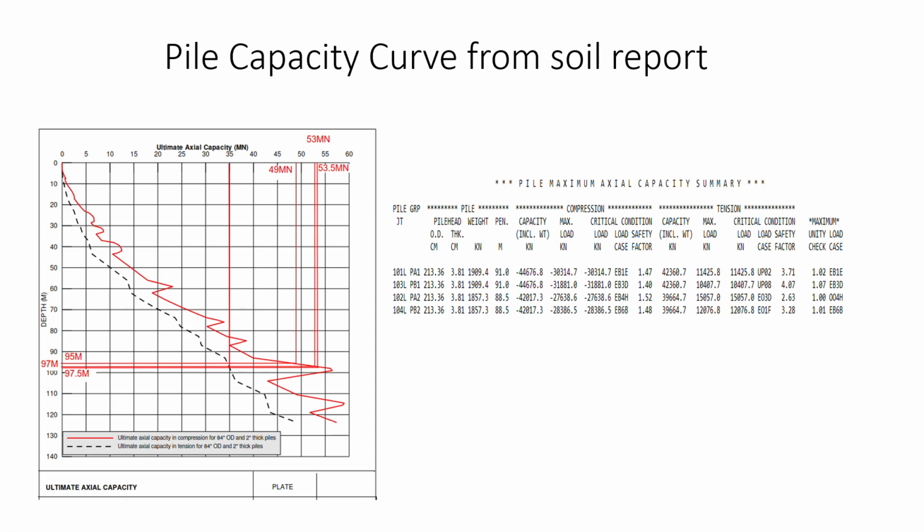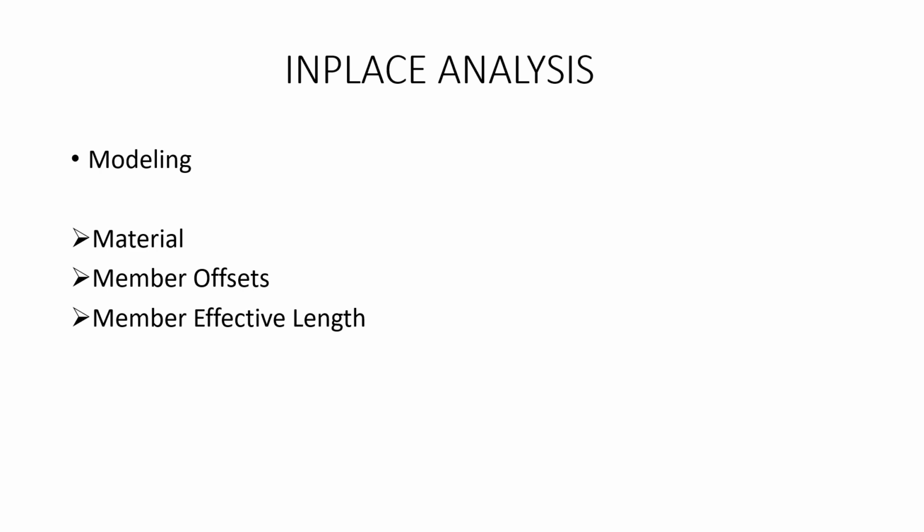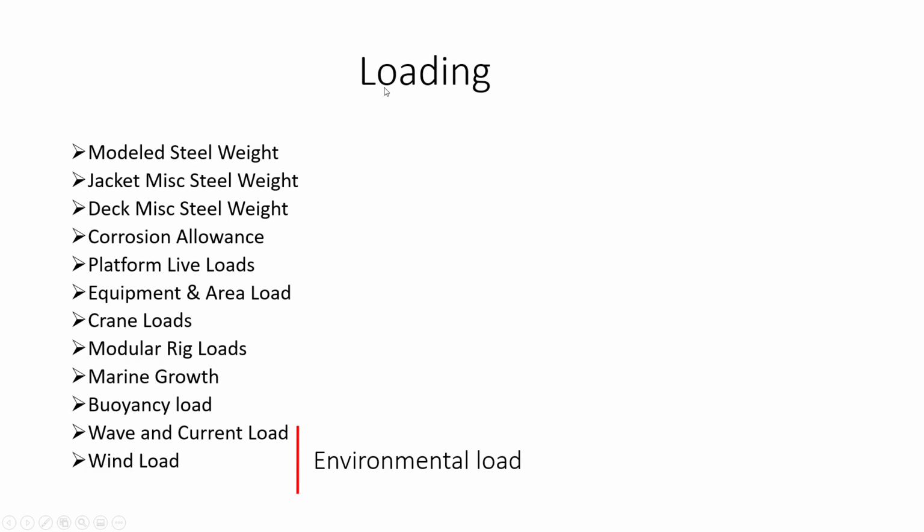The file is ready. Now we have to go to in-place analysis. In the in-place analysis, what are the things? First we have to model. We have to assign material, and give member offset and member effective length. Then loading. Whatever we model, that is the model load: steel weight, and the jacket miscellaneous weights. It is called NGDL loads, non-generated loads.